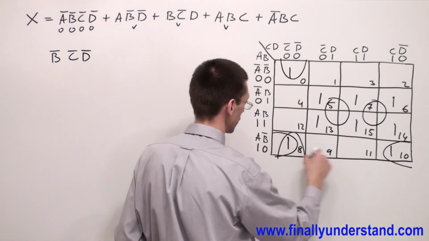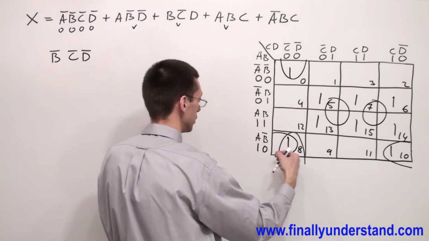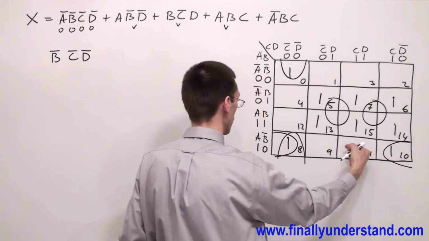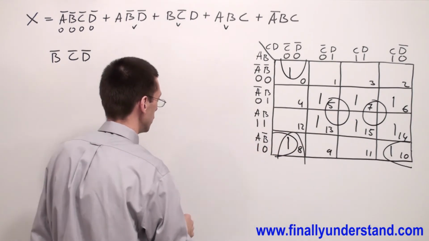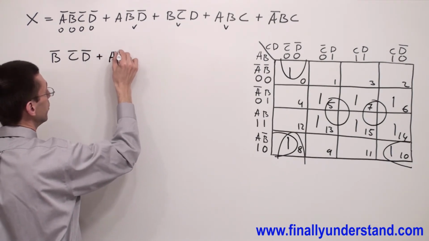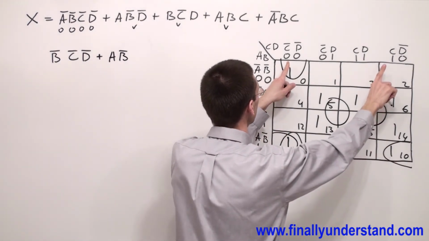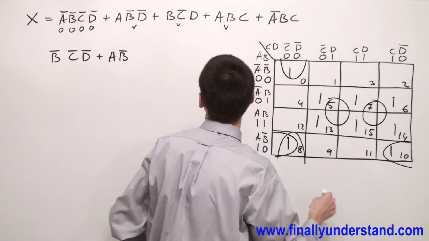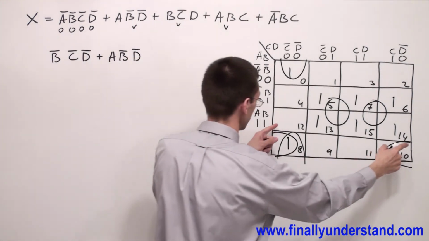Let me talk about this group right now. This group is placed in one row and two columns. Anytime I have a group placed in one row, I simply copy down whatever is at the side of that particular row. In this case, I have A, B naught. At the top of these two columns, I have D naught. D naught is the common variable for these two columns. I'm finished with this group.